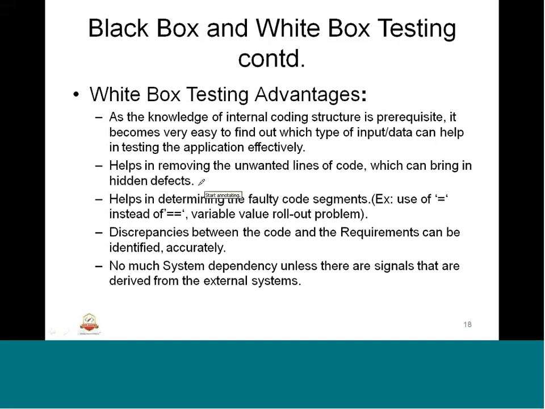And white box testing techniques help in removing unwanted lines of code. That means we know what lines of code are responsible for what functionality, what is not responsible, and what defects we have in the program. All can be discovered with the help of white box testing. Sometimes, for example, faulty code segments, it will find the use of = versus ==, there's a difference between them. If you use = where you should use == for a couple of variables, the variable will be overwritten. One is for comparison, the other one is for assignment. So definitely, there is a chance that the intended purpose of that piece of code will fail.